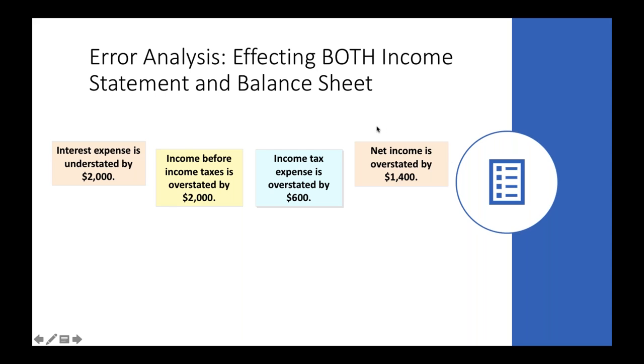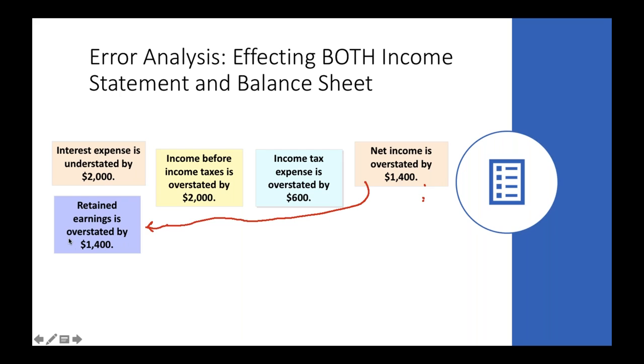Why? Because this 2,000 expense was not recorded, therefore the income increases to the extent of 2,000 times 1 minus tax rate. Your income tax is overstated because one of the expenses is not recorded. You are paying more income tax, which is the overstated expense into tax rate. And we'll have the impact of the same in retained earnings as well. Why? Because your net income will now be transferred to retained earnings.